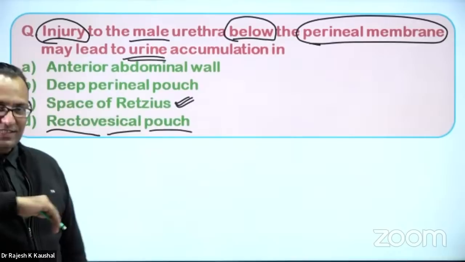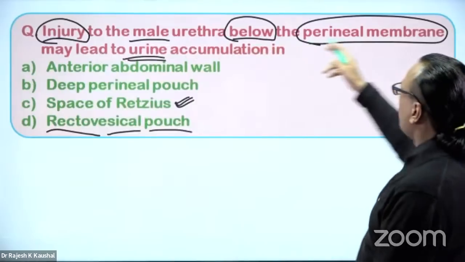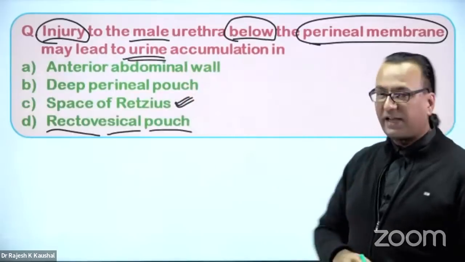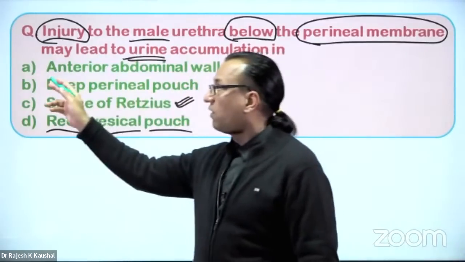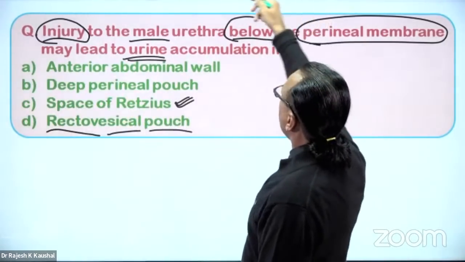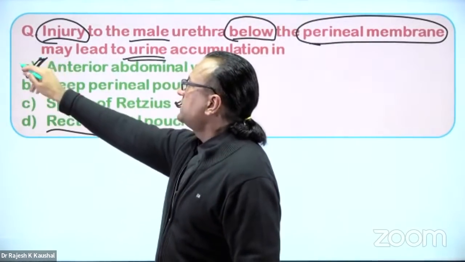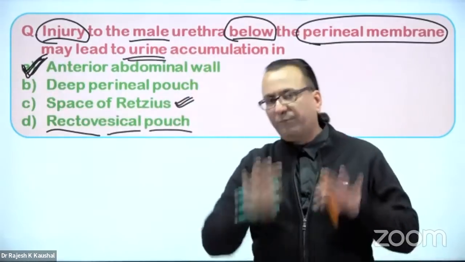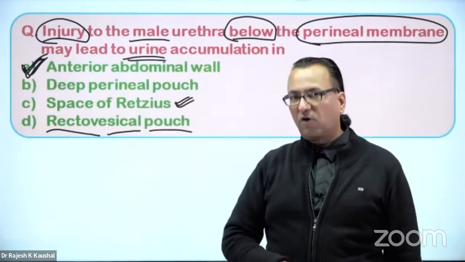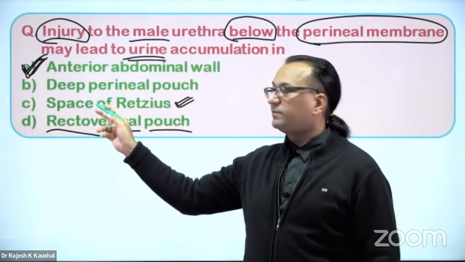So this was my question. Somehow I could not answer it, I'm coming back to that. Injury to the male urethra below the perineal membrane, sir has already explained, is rupture of the bulbous urethra. So urine is accumulating in, as we have mentioned, four places basically, and one of those could be the anterior abdominal wall. Why is it not going to the deep perineal pouch? Because it is below the perineal membrane. If it is above the perineal membrane, then maybe it will go here, or it will be in membranous rupture of the urethra. And why is it not going to the space of Retzius?